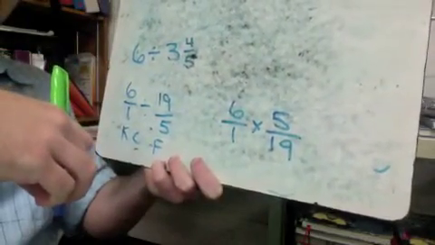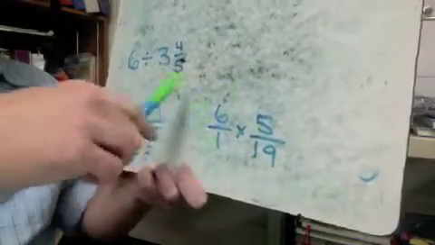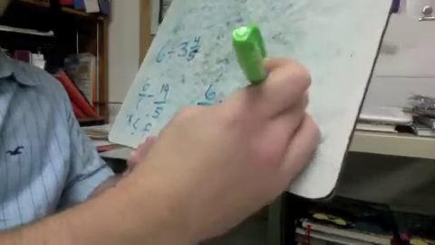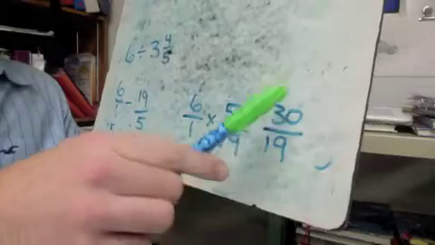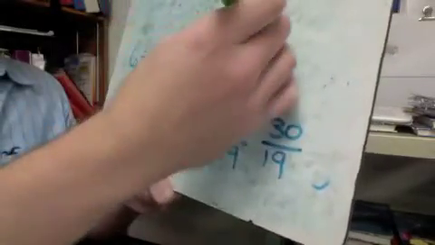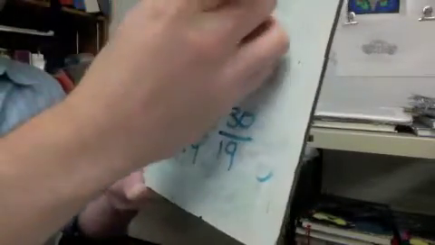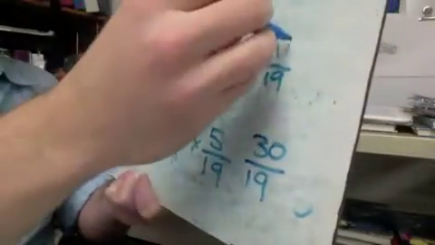Okay. Now I just need to multiply straight across because it doesn't look like I can do any of that cross division or reduce anything down. So it looks like I'm just going to have 30 and I'm going to have 19. 19 goes into 30. We're going to change this to a mixed number. 19 goes into 30 looks like once. Let's see. 30 minus 19 would then be 11. 1 and 11/19.